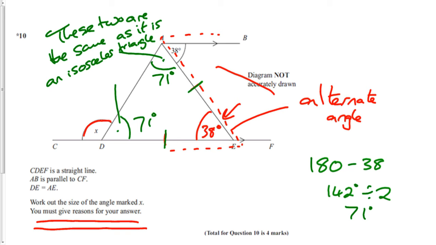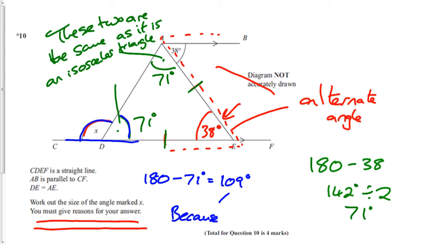The last thing we need to do is work out what angle x is. Here we've got a straight line, we've got 71 degrees here, so therefore the other side of it is going to make it add up to 180. So 180 minus 71 degrees equals 109 degrees. And what I'd do is I'd say because angles on a straight line add up to 180.